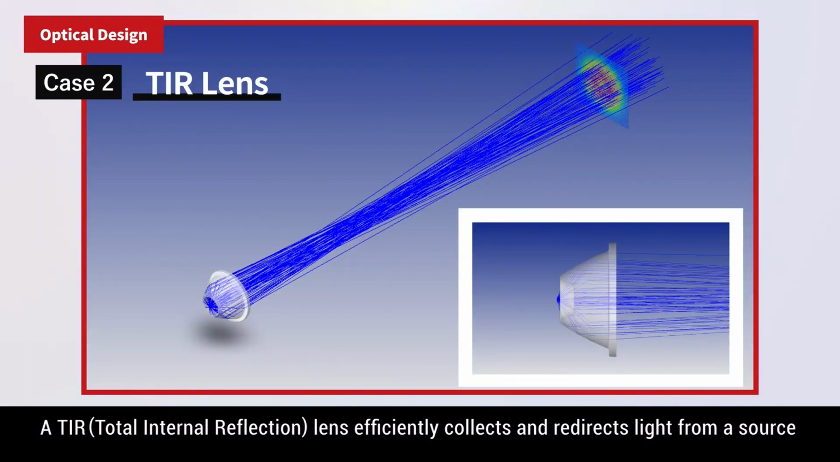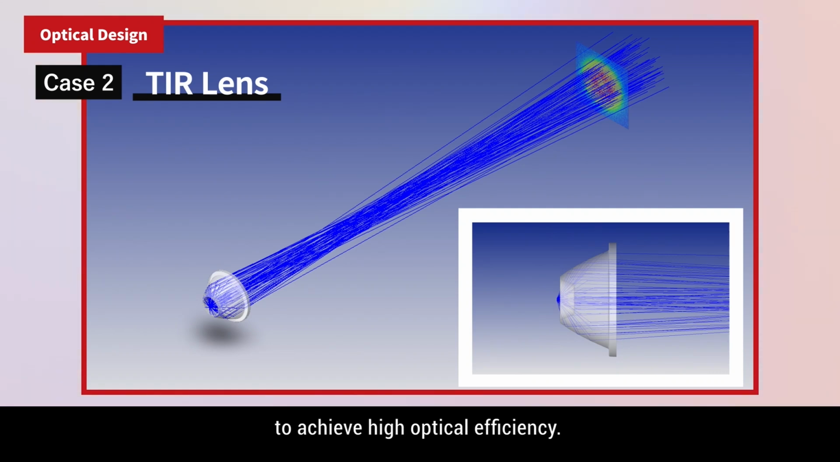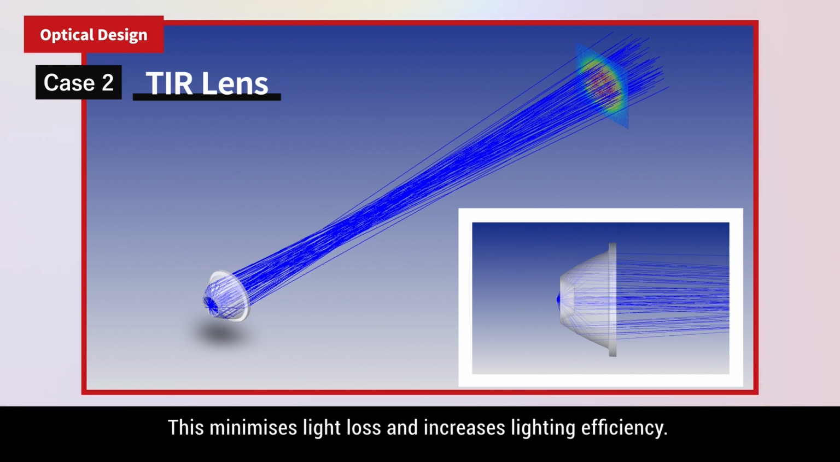A TIR, total internal reflection lens, efficiently collects and redirects light from a source to achieve high optical efficiency. This minimizes light loss and increases lighting efficiency.